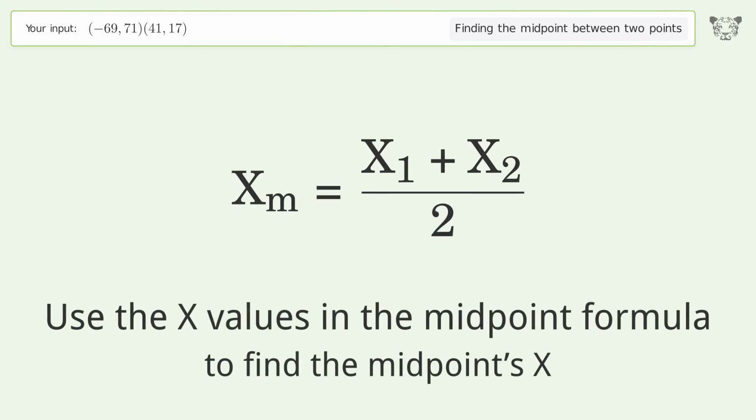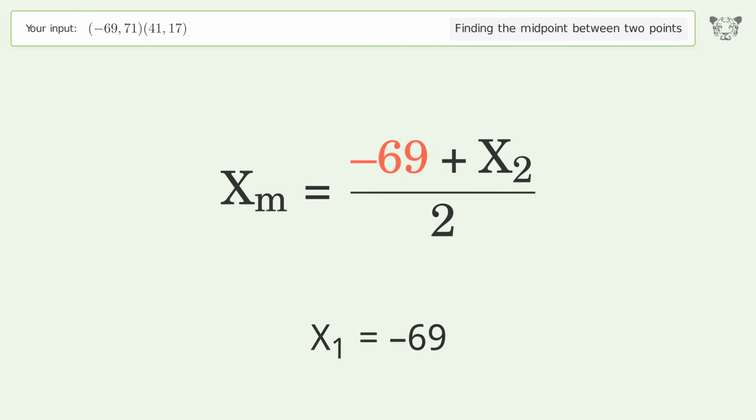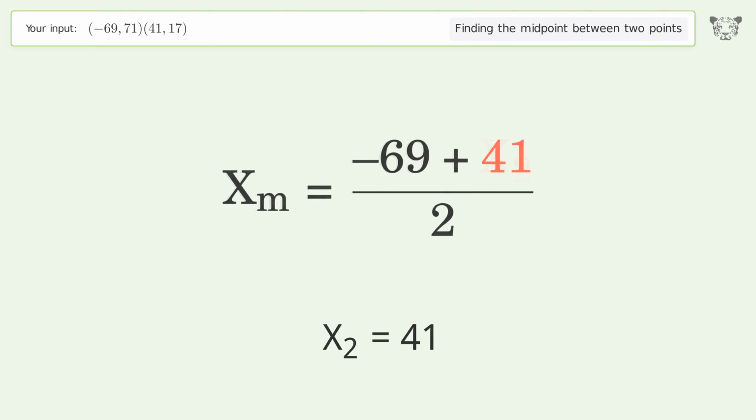Use the x values in the midpoint formula to find the midpoint's x. x1 equals negative 69. x2 equals 41. Simplify the arithmetic.